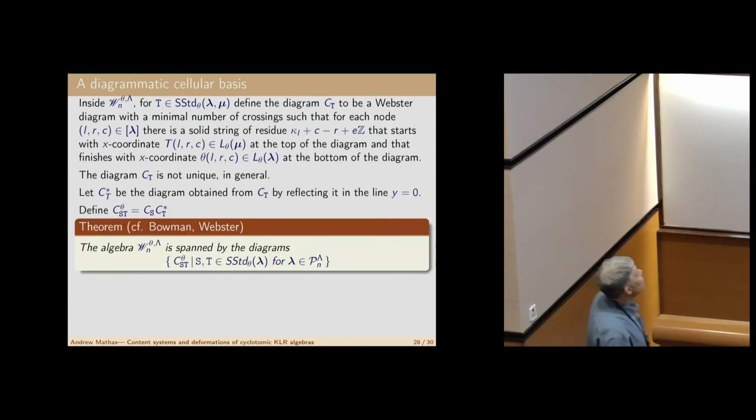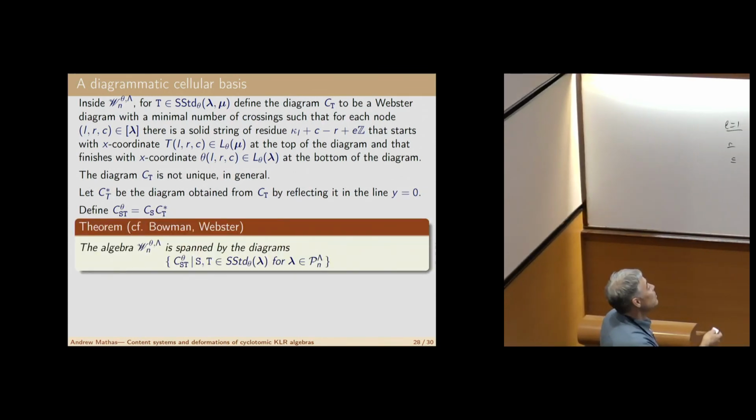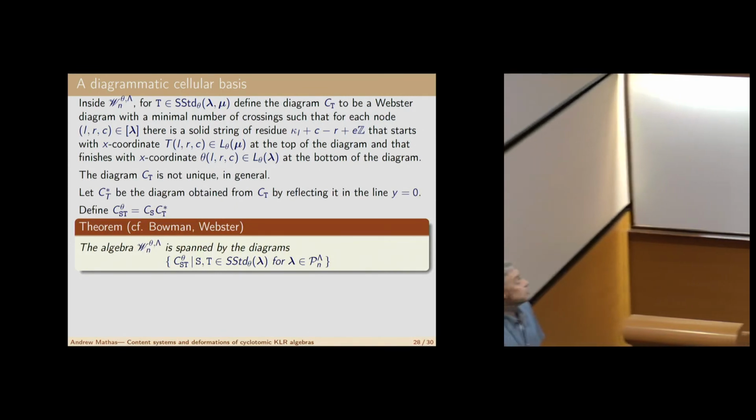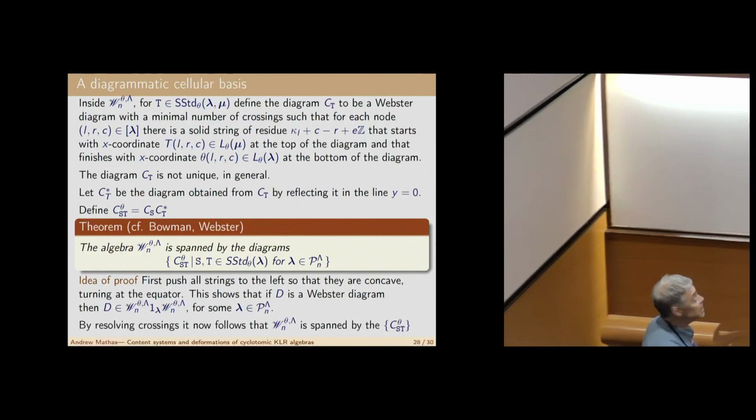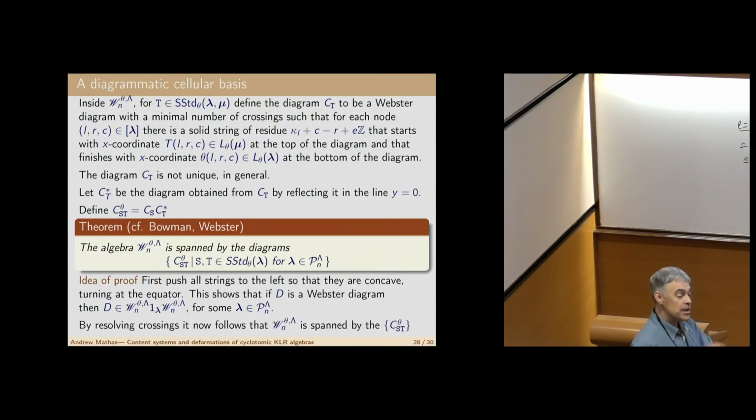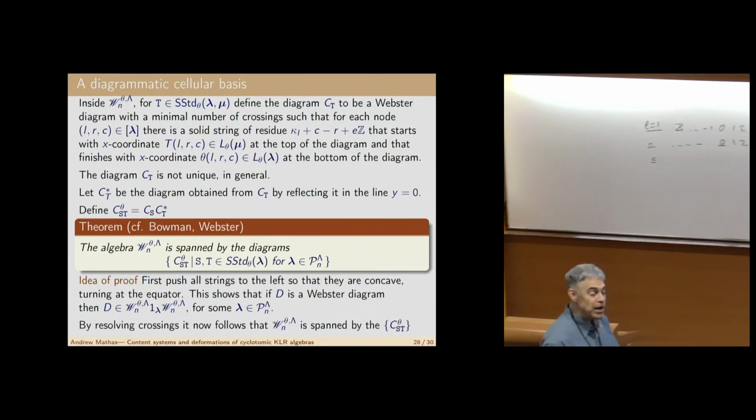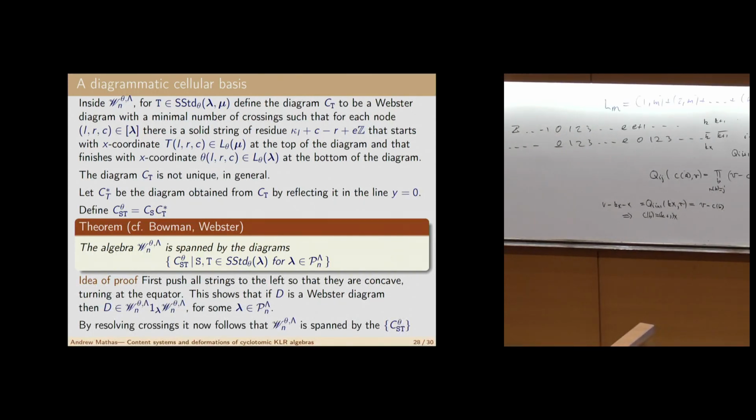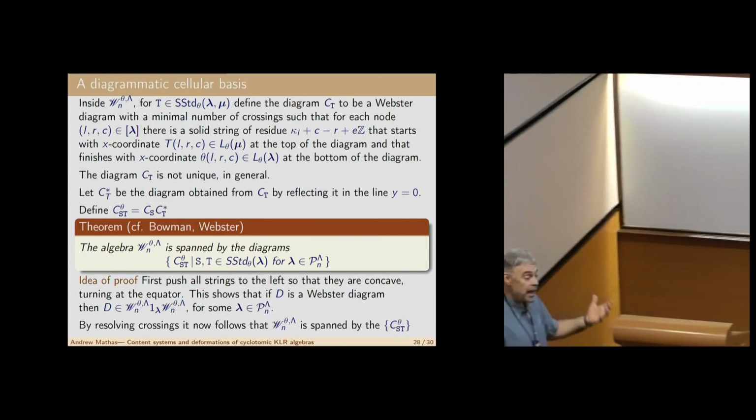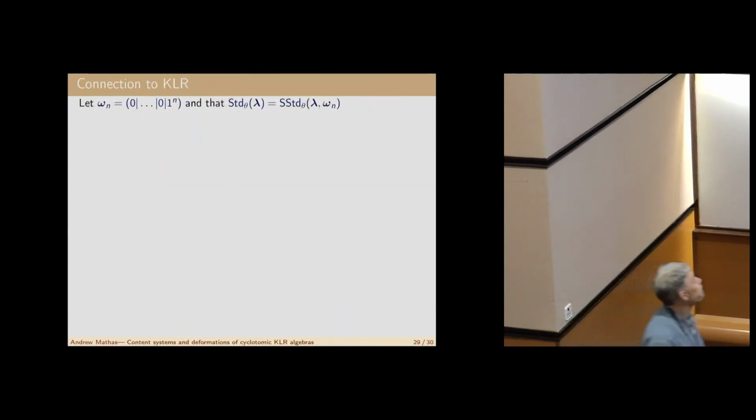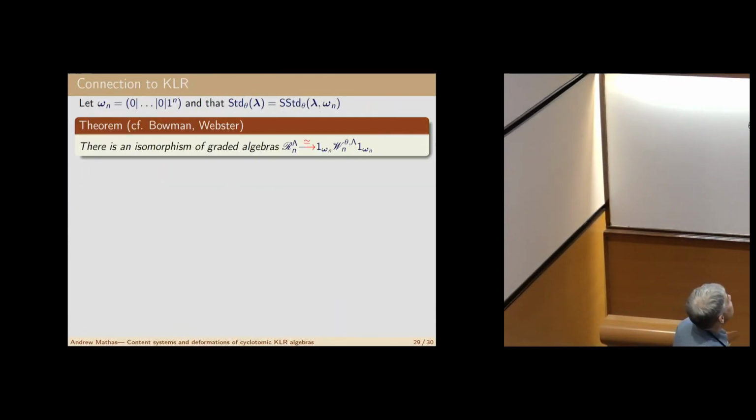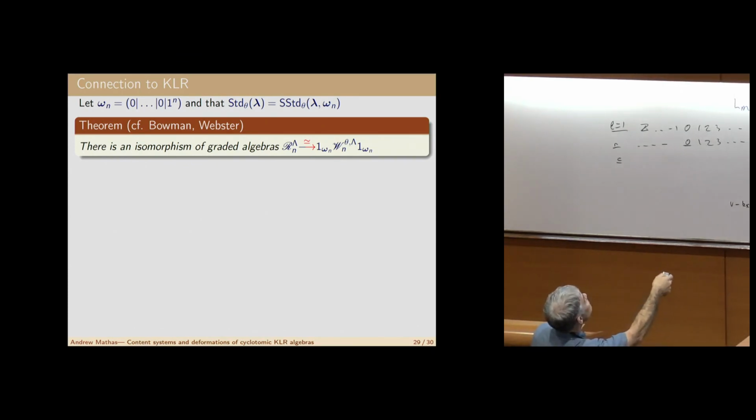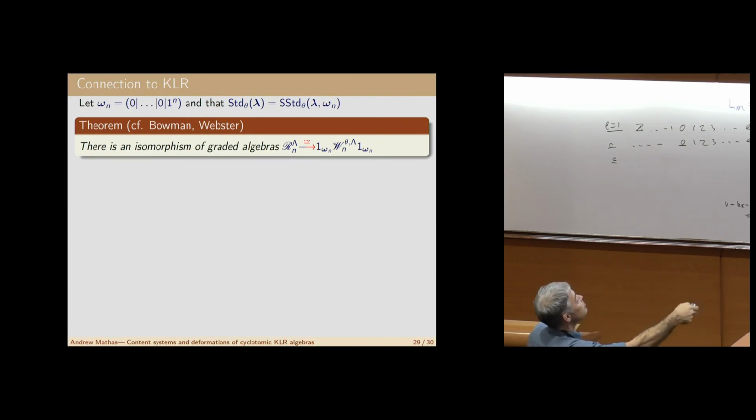Okay. And once you have that, you can check, following the argument of Chris and Webster, that the algebra is spanned by these diagrams. And the proof, in some sense, is quite easy. The proof is simply you pull strings to the left. In practice, of course, you have to do a bit more than that, but that's morally what you do. You pull strings to the left, and eventually they either die or they become standard, and you're happy. And the connection to KLR is that if you look at this idempotent, remember they gave me the standard Webster tableaus, it picks out the KLR algebra that we started with.